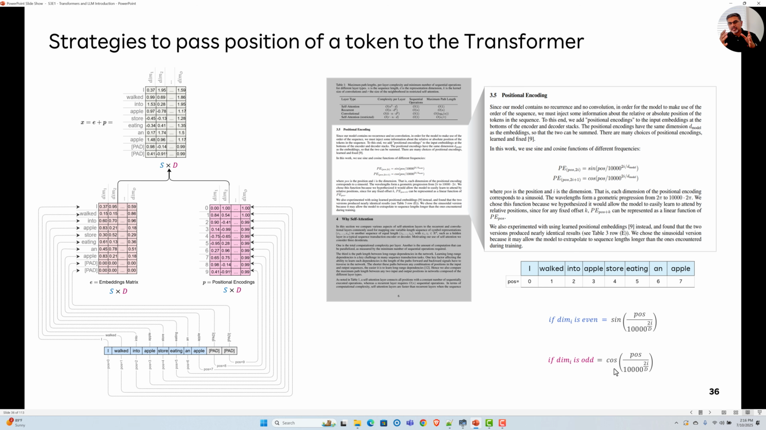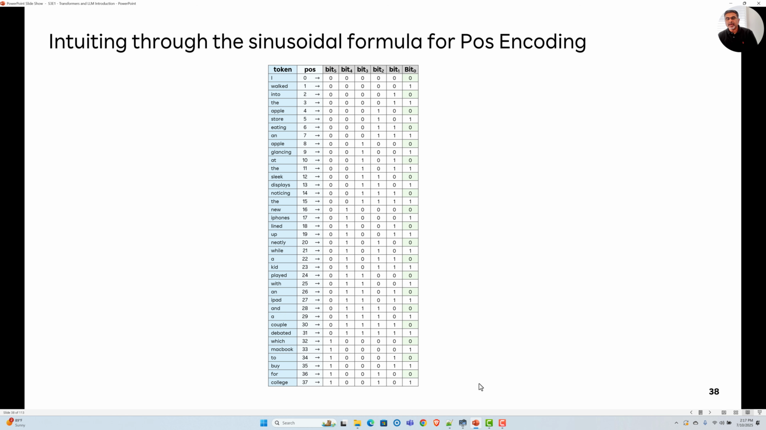The goal of this web series is not to just take anything at face value. We really want to understand the intuition behind how they might have come up with such an interesting and non-intuitive idea. While they don't explain it in the paper, the way I think they might have come up with this is if you go back to our binary representation again, and I'm actually going to take a much longer string here: I walked into Apple store eating an apple, glancing at the sleek displays, noticing the new iPhones lined up neatly while a kid played, and so on.